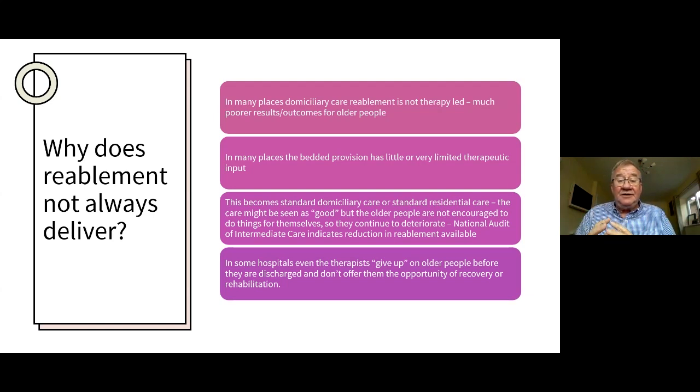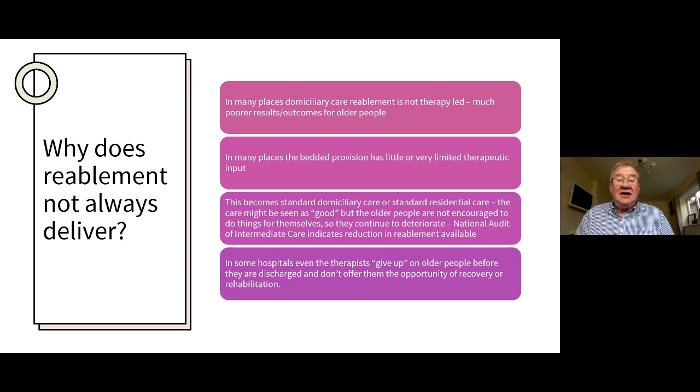And in my work, I also found even in hospitals, therapists give up on older people before they're discharged and don't give them the opportunity for recovery or reablement. People make a quick judgment that somebody is struggling in hospital. And of course, we all know about pajama paralysis. We all know what happens to someone when they've been in bed for a while. They lose their strength, they lose their ability. That needs to be picked up. In the best hospitals, that starts when the patient's already in hospital. They start to get mobilising before they leave, but everybody needs that opportunity to support their recovery at the point of discharge.